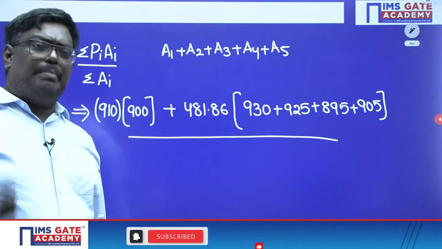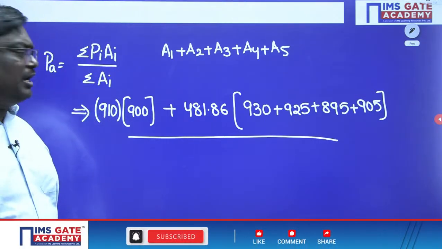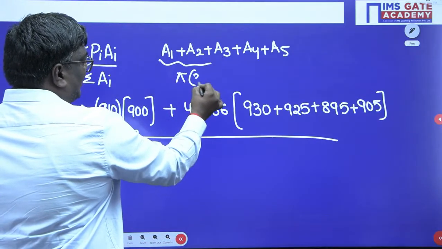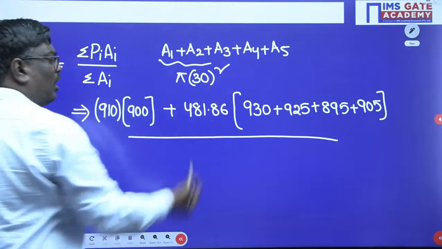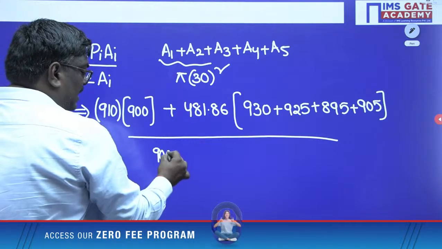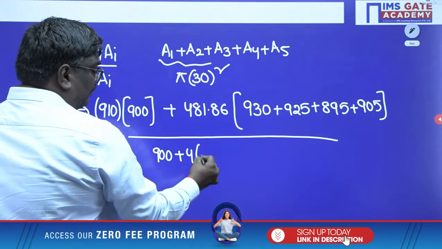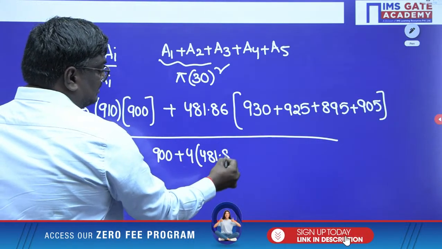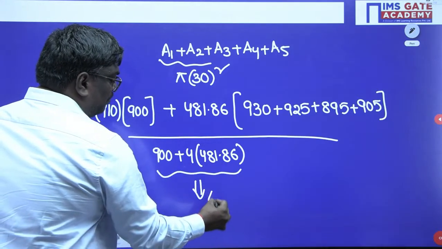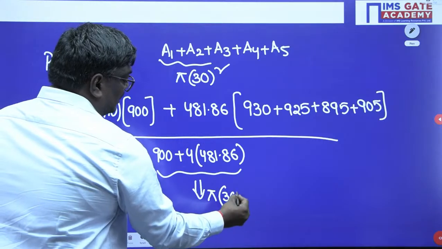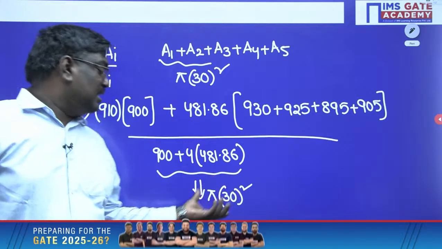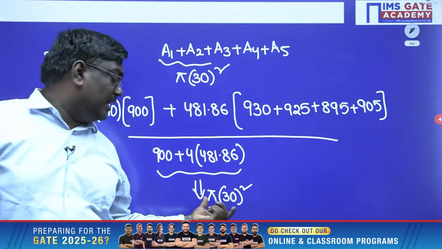Or for your better explanation, if you are unable to understand that, you can take the total area as pi r square, that is pi into 30 square. Or if you are not comfortable, area of the square is how much, sir? 900 plus 4 into 481.86. Sir, remember this area will also be equal to pi r square, that is pi into 30 square. Both are same. This is the summation of the individual areas. If you take the circle as a whole area, this is the one.